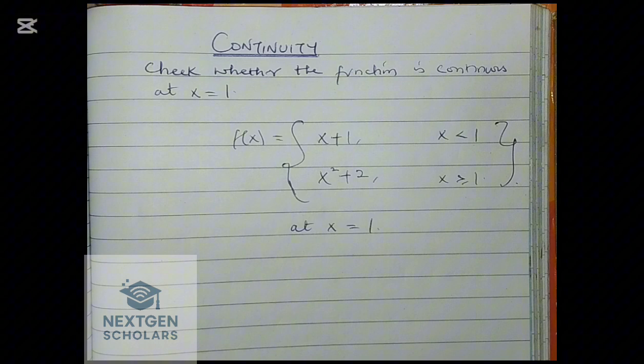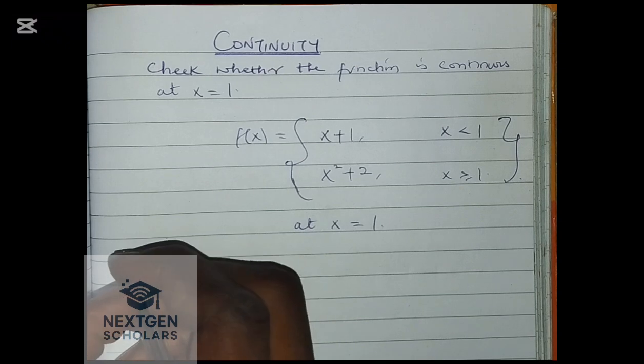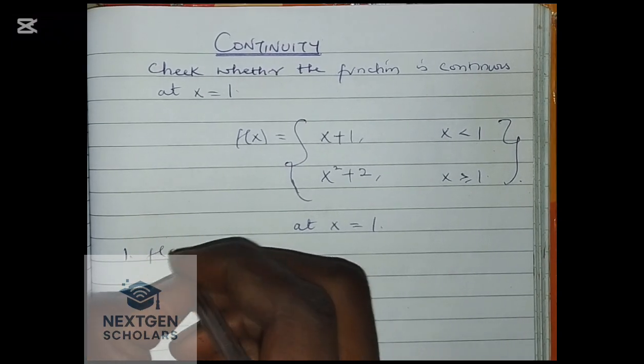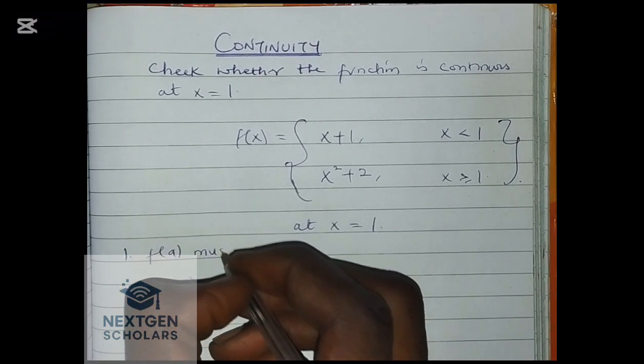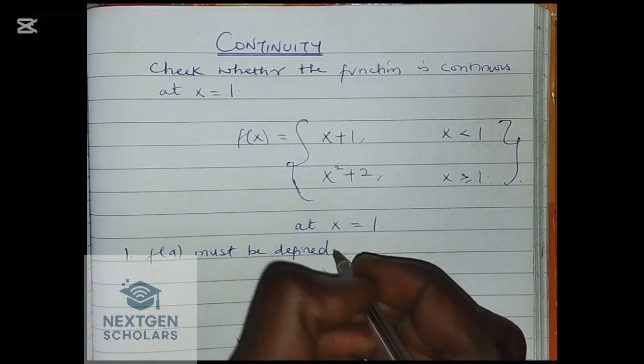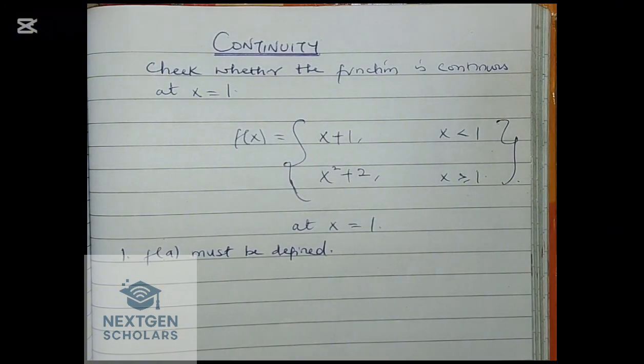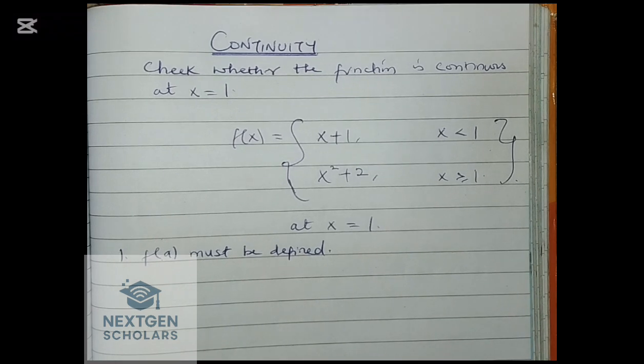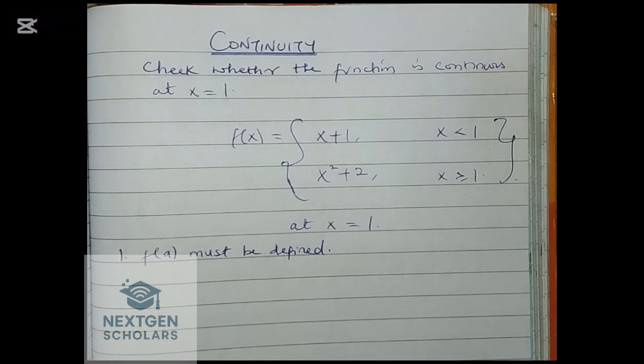What we know is that for you to have a continuous function, the first thing is that f of a must be defined. We said so in our last video that f of a must be defined. Now let us check the three conditions. The first one says this.